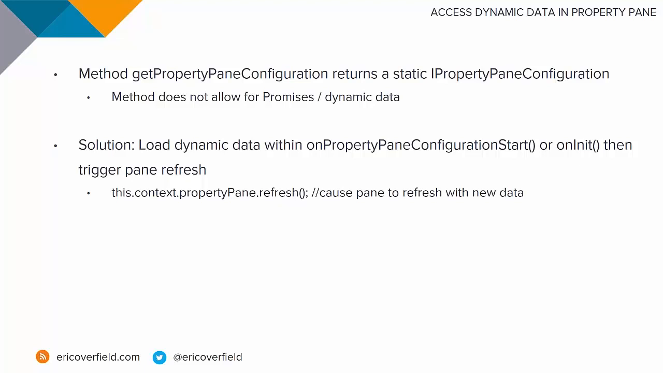Once your data comes back, once the promise is fulfilled, you can then run a new command that was provided for us, a new method called this.context.propertyPane.refresh. That will cause the SharePoint Framework to automatically reload getPropertyPaneConfiguration so that you can now use the dynamic data that came back from your refresh.